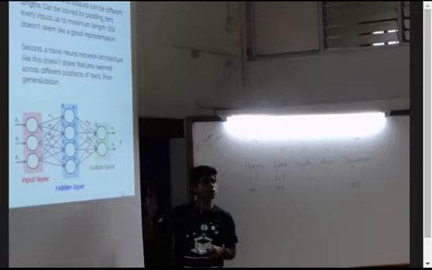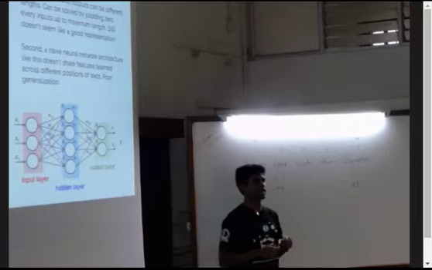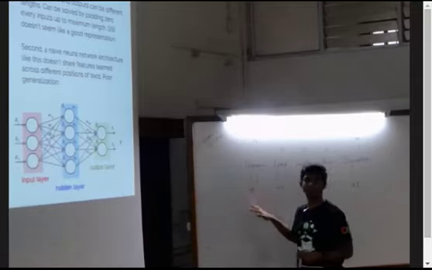So these are two primary problems of standard neural networks, especially in the case of sequence data. The way we try to solve this is we use a recurrent neural network. This is where the RNN kicks in. It tries to solve both the problems, and it solves both very, very efficiently.